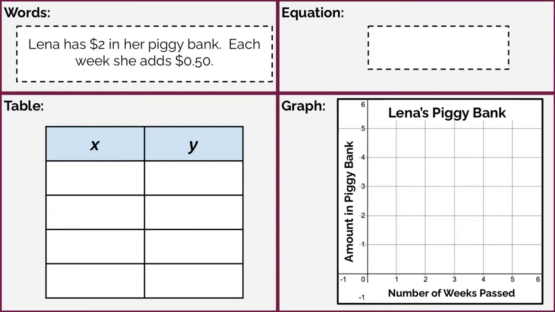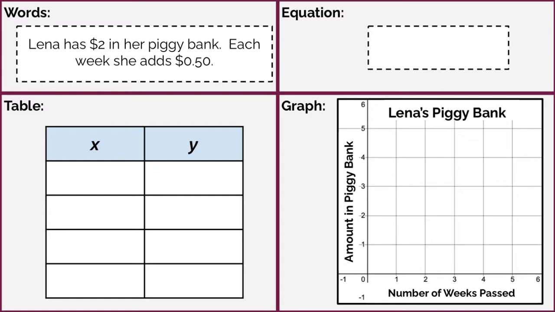So it doesn't matter which method that we start with. I'm going to start by making the equation. You don't need to start with the equation. You could make a table. It's really up to you. It's going to be hard to make a graph without having the table or having the equation. So you want to start with either the equation or the table. We're going to start with the equation here.